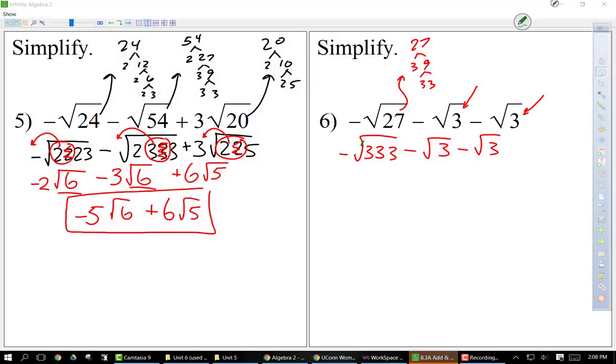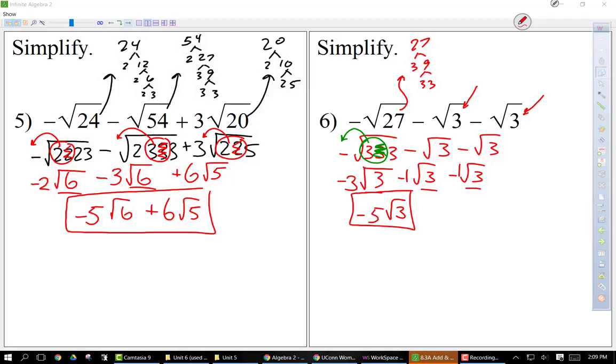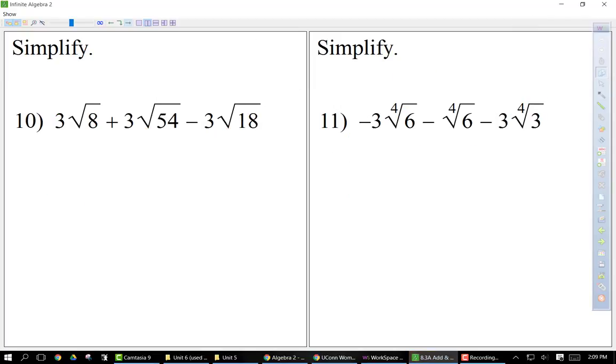Now I have a group of 2 3s, so 1 pops, the other one gets crossed out. So the 3 pops out with a negative 3 out there already. Square root of the 3 that stays, minus root 3, minus root 3. Oh yeah, 1, 2, 3, they're all the same. So negative 3 minus 1 minus 1 is negative 5 root 3. That is your final answer. All right, let's go to 10 and 11 here, and let's see what we can do.